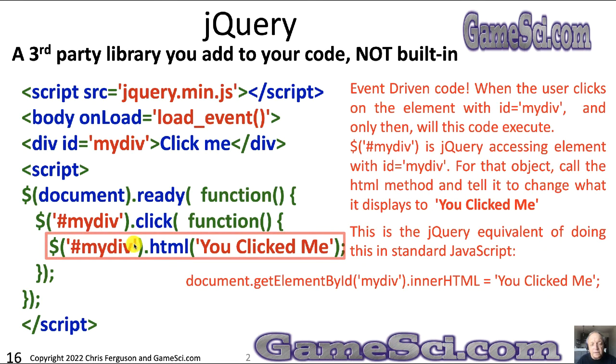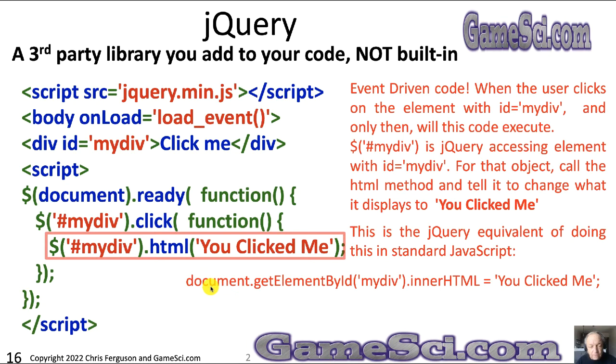$("#mydiv").html("you clicked me"). This is event-driven code. When the user clicks on the element with ID equal to mydiv, and only then will this code execute. $("#mydiv") is jQuery accessing the element with the ID equal to mydiv. For that object, call the html method and tell it to change what it displays to "you clicked me". When I click on this div up here, right there, it's going to change this wording inside the div to "you clicked me". This is the jQuery equivalent of doing this in standard JavaScript.